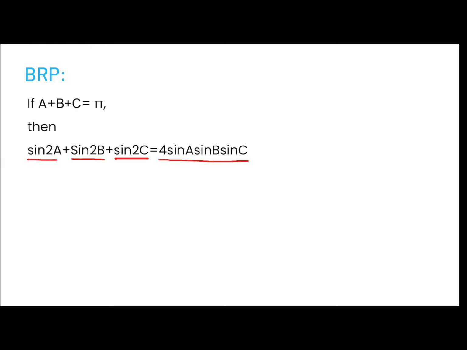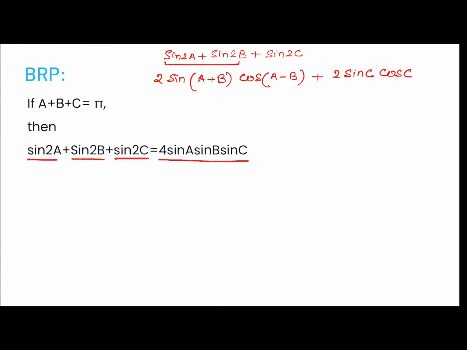So we can prove this very easily. In sin of 2A plus sin of 2B plus sin of 2C, if we apply the sin C plus sin D formula to the first two terms, we can write twice of sin of (2A plus 2B) by 2 and cos of (2A minus 2B) by 2. The 2 cancels, so ahead we have sin of (A plus B) and cos of (A minus B), plus twice of sin C multiplied by cos C, by using the formula sin 2A is equal to 2 sin A into cos A.